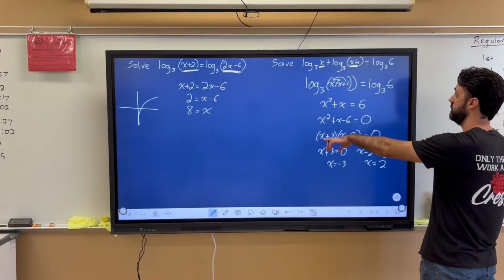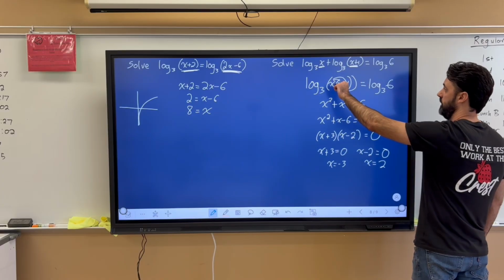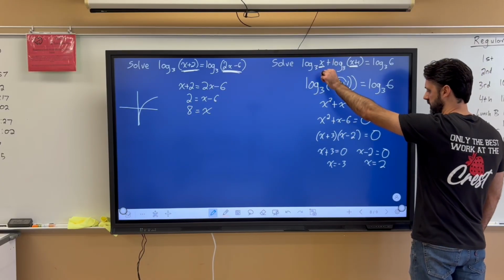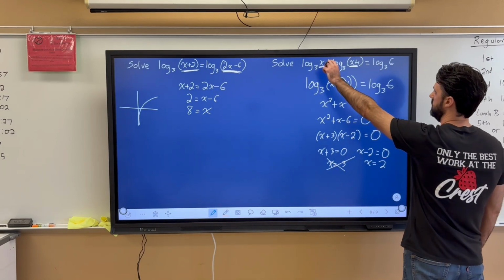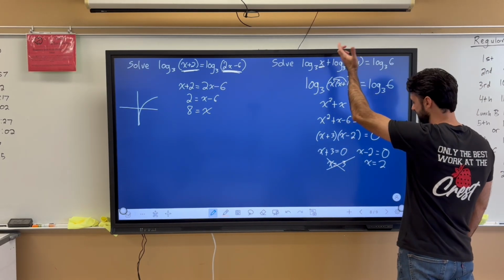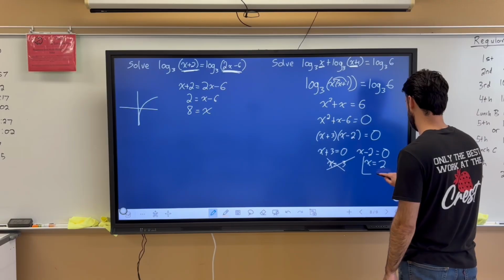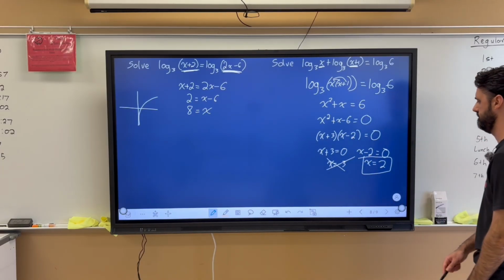If I plug in a negative 3 right here or right there, we would get a negative inside of the log, which we can't have. So it's not that one. But if I plug in 2, that's a positive, that's a 3. So it works. They're both positive. So x equals 2 is our solution there.